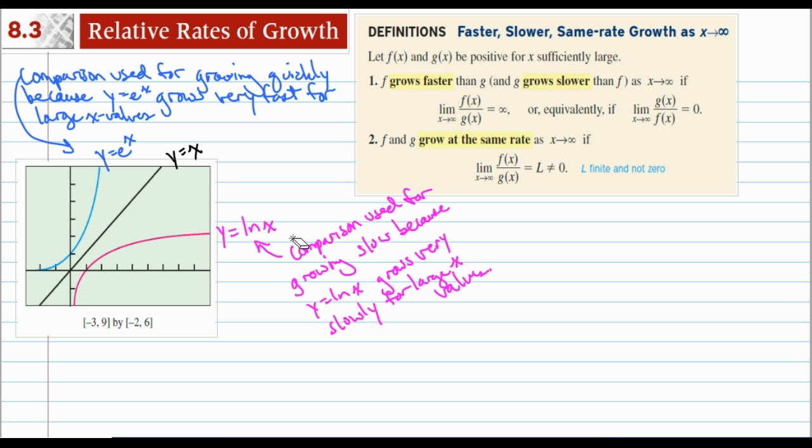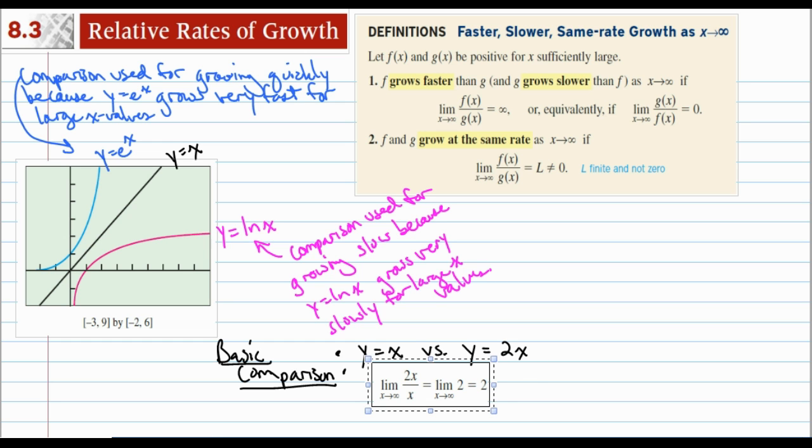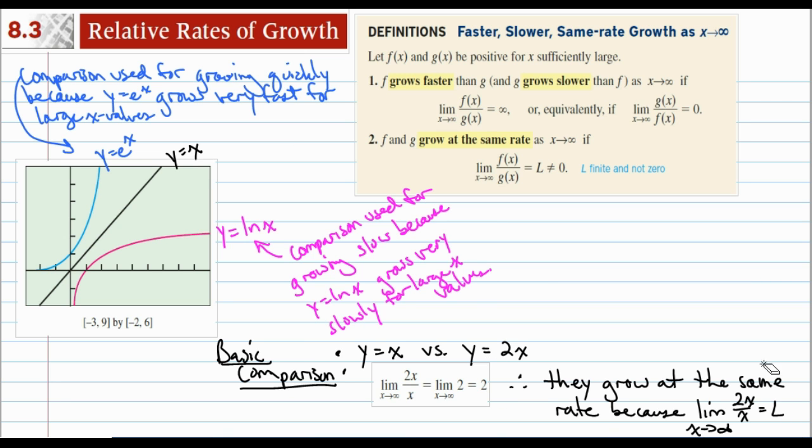Before we get started in example 1, a very simple basic comparison would be, let's look at y equals x versus y equals 2x. So you know that the limit as x approaches infinity of 2x over x, the degree in the numerator and denominator are the same, so we say that simplifies to be 2, so the limit is 2, and now we can say that therefore they grow at the same rate, and that's why we can find their limit to be a constant. They grow at the same rate. The degree in the numerator and denominator are the same.